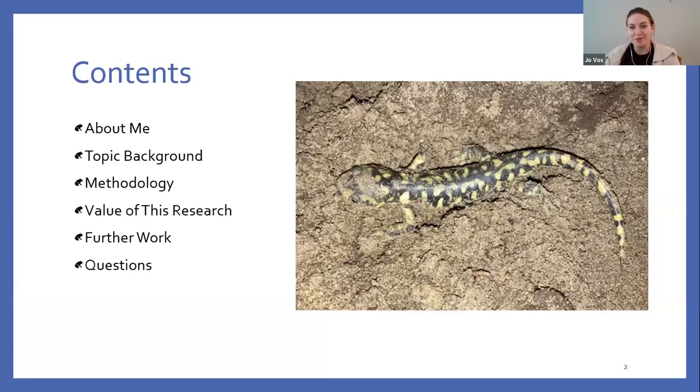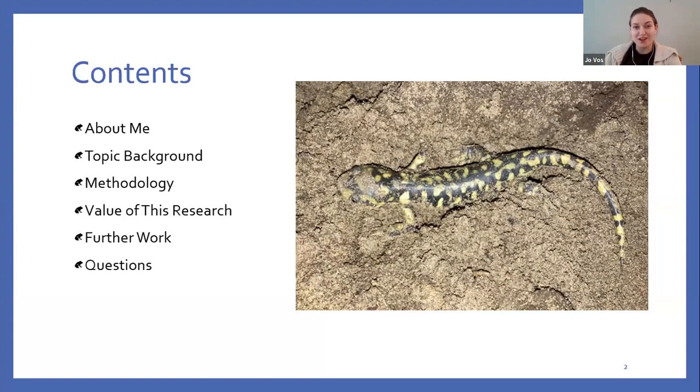So here's the plan for today. I'll talk a little bit about me, my background, and my passion for amphibians. And then we'll talk about the topic background, some of the methodology that I will be using, the value of the research, and some further work. And then we'll have some time for questions at the end. I also have the slides labeled with numbers at the bottom right. So if you have questions about a certain slide, you can always take notes and then bring them up at the end as well.